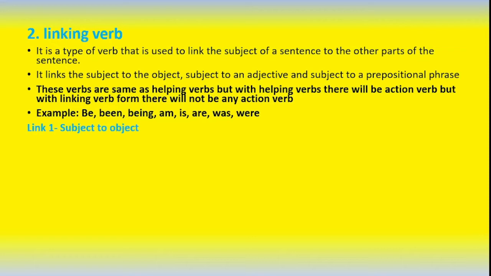So how does it link? The first linkage is subject to object. For example, Ramesh is my cousin. See the example. There is no main verb after is, right? I'm just saying Ramesh is my cousin. So Ramesh is the subject, and my cousin is the object. So it links subject and object.